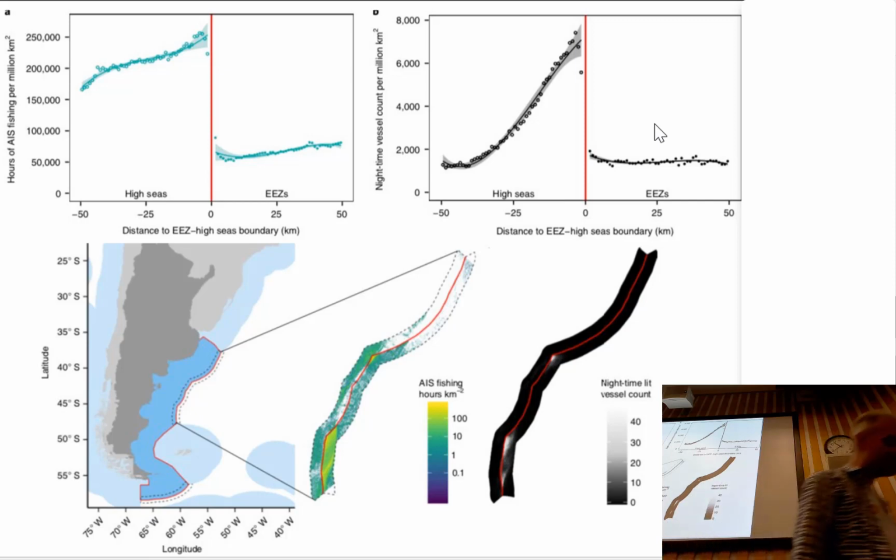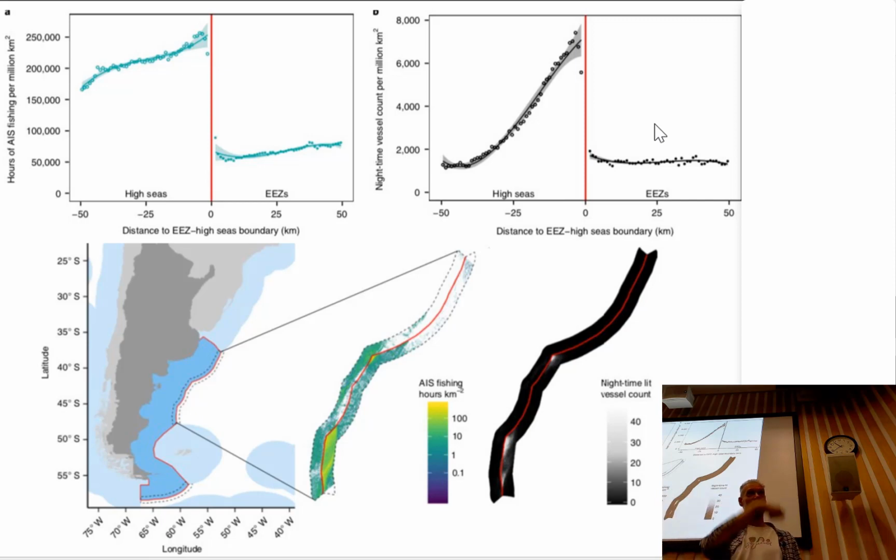Now, what you're looking at here is transponder data. All legal fishing boats have a transponder on the boat, and that tells you where they are and what they're doing. And this is the number of fishing hours per square kilometer. And the lighter the color, the more there is fished. And you look at this transect here. So north of the Falklands exclusive economic zone, all the way up to the Brazilian exclusive economic zone.